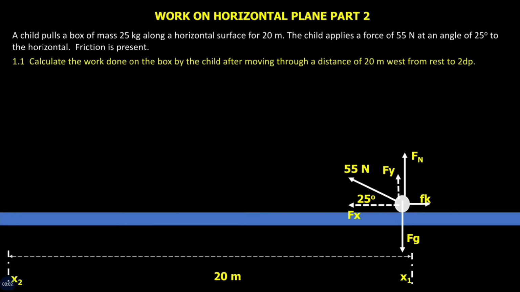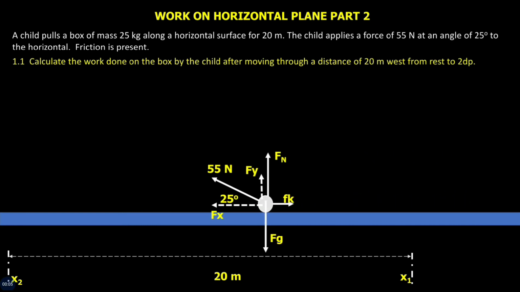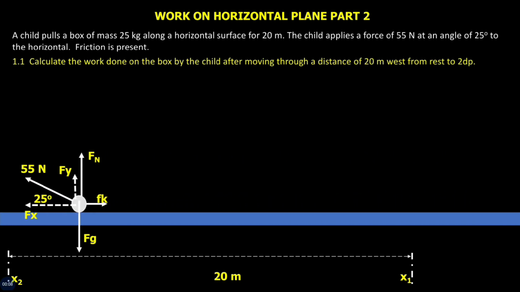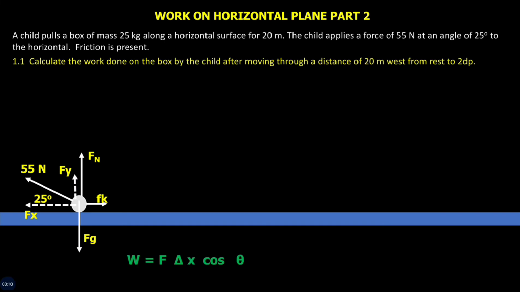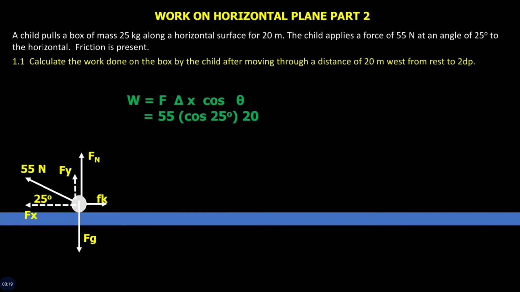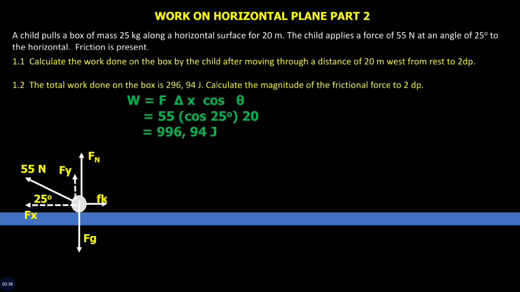Okay, so let's apply the work formula. So the object moves like that. We're now applying the formula that says W is equal to F delta X cos of theta. 55 times 20 times cos 25 gives you 996.94 joules. So the applied force is acting at an angle of 25 degrees to the direction of motion. So in this case, the west is actually the 0 degree direction. Important to note that. Then 1.2 says the total work done on the box is 296.94 joules.